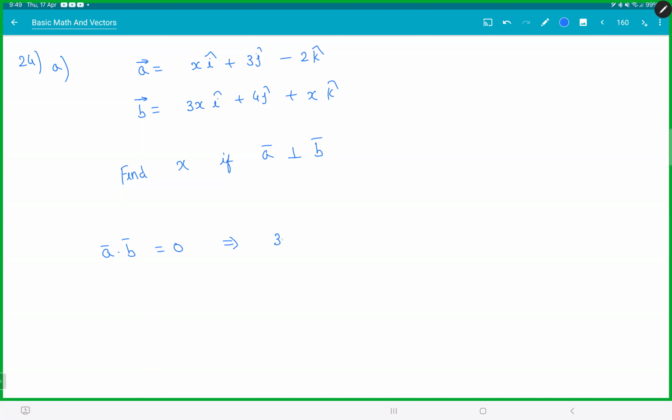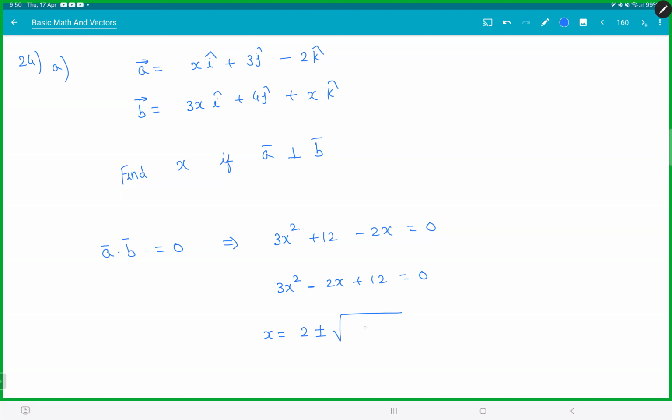So a bar dot b bar will be 3x square plus 12 minus 2x is equal to 0. You guys didn't get a quadratic? So this 3x square minus 2x plus 12 is equal to 0. I think we might get imaginary roots. X is equal to 2 plus or minus root over b square minus 4ac. These are imaginary roots, right?